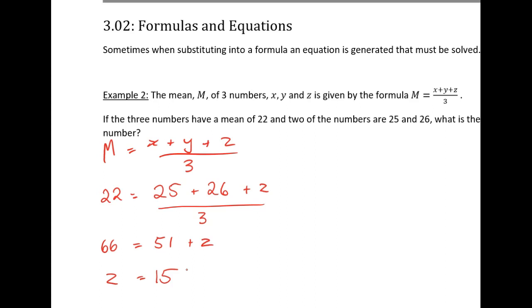This second line here, I would consider to be one of the most important lines of working in these questions, because there are almost always marks to be given for correctly substituting into a formula. And from there we solve an equation using those techniques we've been practicing, making sure that we perform the same change to the left and the right hand sides.